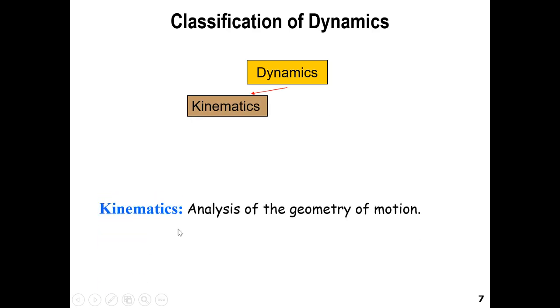Now, this is just an example to show why we do dynamics. Now that we want to do dynamics, the question is how we classify it. You can classify any subject in different ways. The way we do it here has some logic or concepts behind it. We talk about kinematics of the systems, and we talk about kinetics of the system.